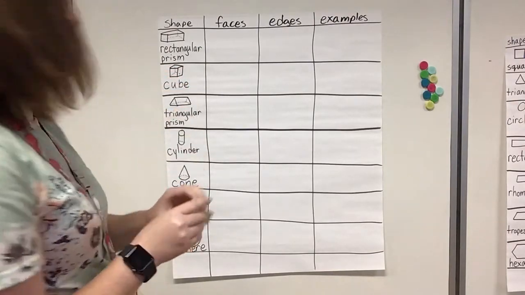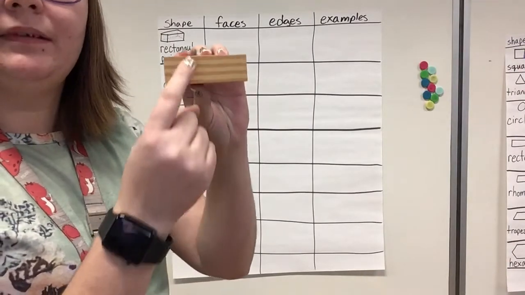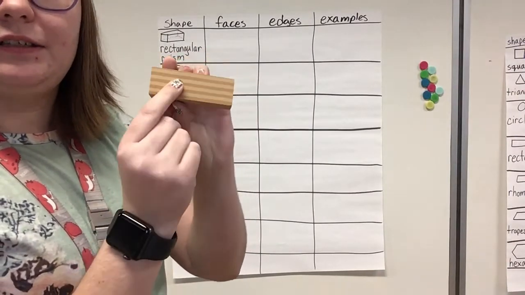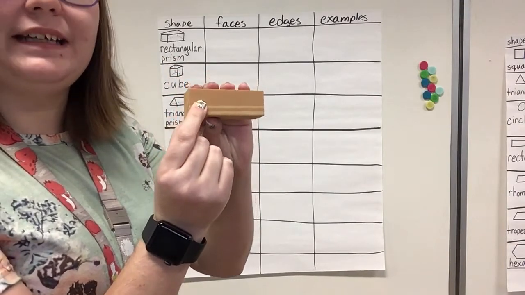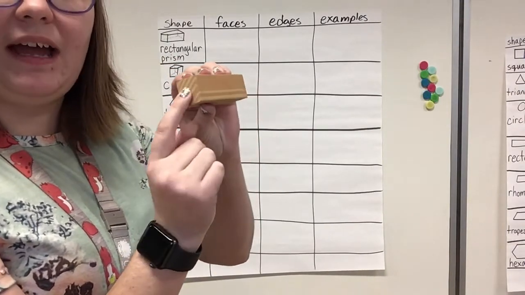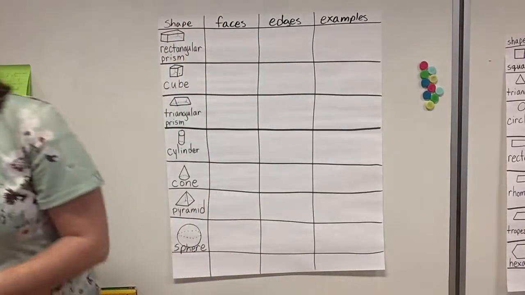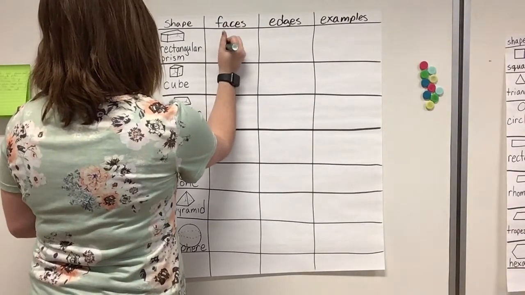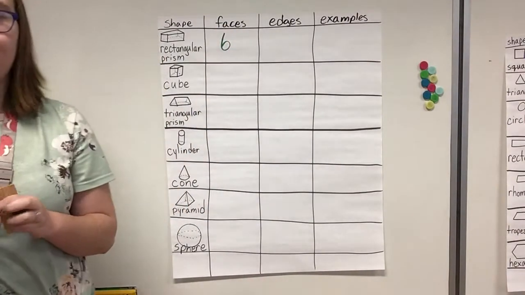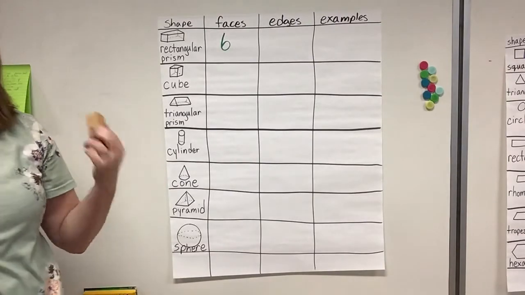So let's count how many faces are on my rectangular prism. Are you ready? 1, 2, 3, 4, and then I have to count the ends. 5, 6. Our rectangular prism has 6 faces. So we'll write 6 on there. Good job, guys.